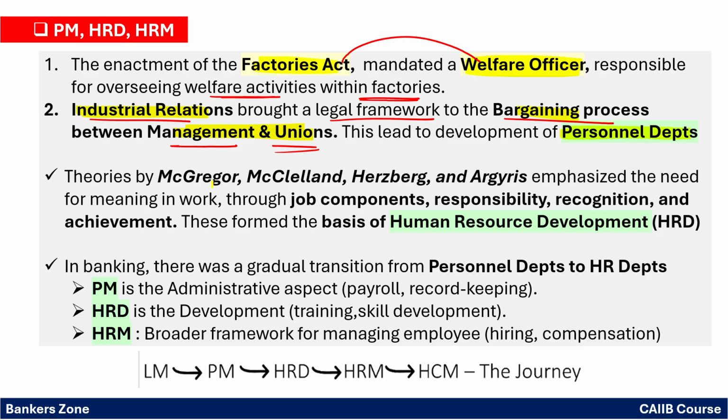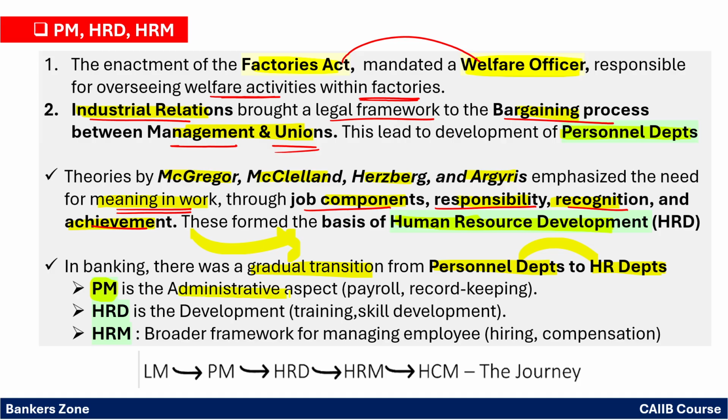So there is work given by McGregor, McClelland, Herzberg, Argyris. They have emphasized the need for meaning in work, right? They said how your work will be meaningful through job components, through responsibility and recognition and achievement. If you have those components in your organization, there will be some meaning to doing work in the organization. So that basically formed the basis for human resource development, HRD. In banking, we are also transitioning from the personnel department to the HR department. Okay.